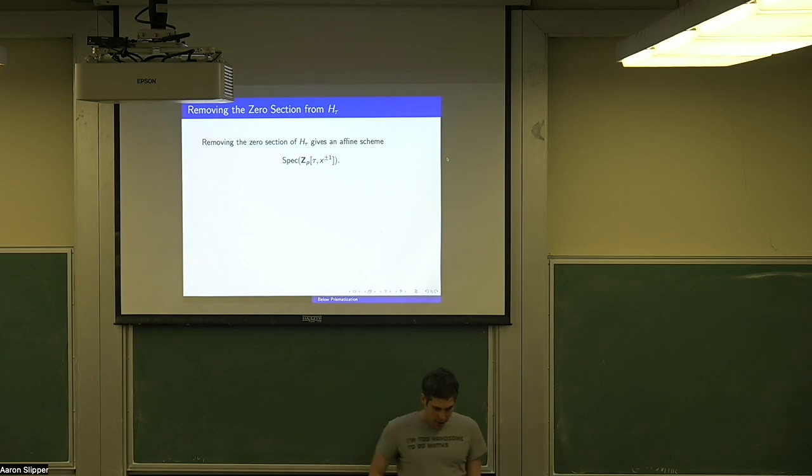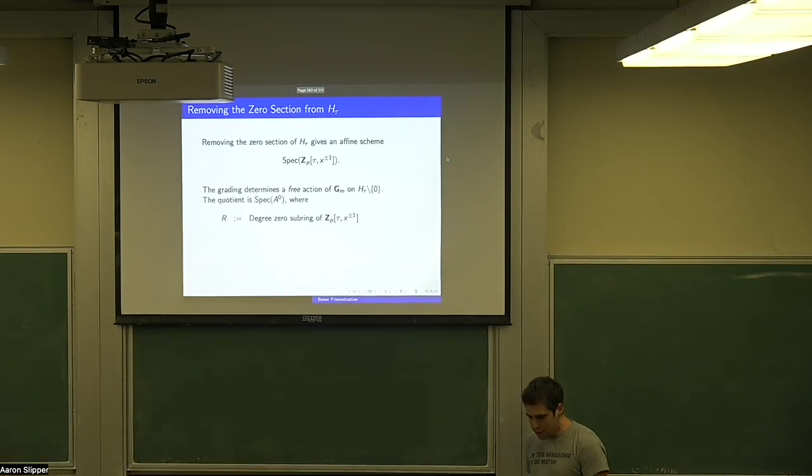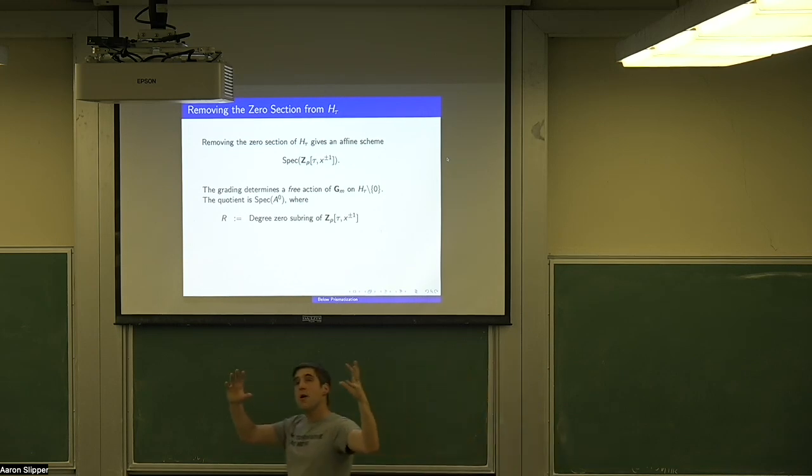If you remove the 0 section from this H tau, you get the spectrum of Zp adjoin tau, and now removing the 0 section means this variable x, you make it invertible. So Zp adjoin x to the plus or minus 1. Now this is equipped with a grading that corresponds to an action of Gm on the spectrum. But because this graded ring has an invertible element in degree 1, that action of Gm is actually a free action. And if you want to form the quotient, it's just an affine scheme, given by the spectrum of the degree 0 elements in this graded ring.